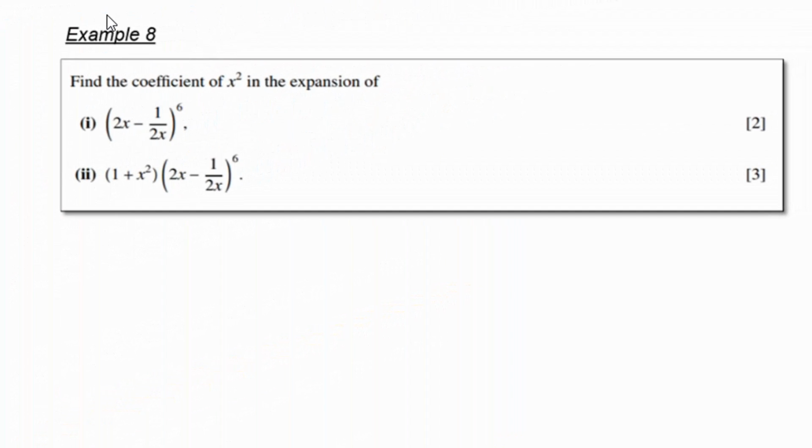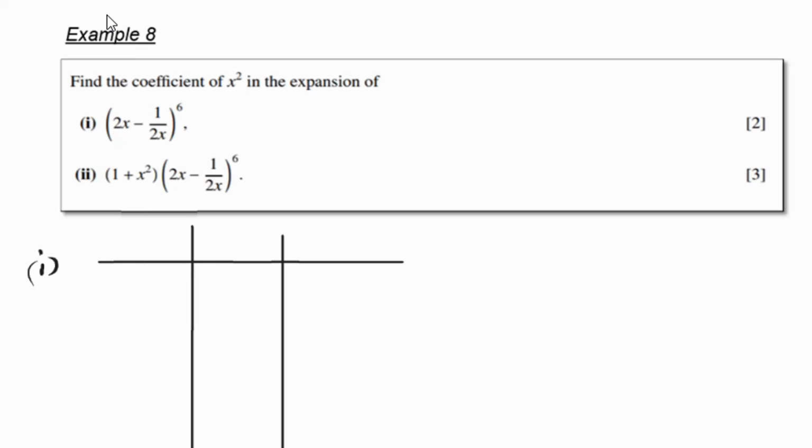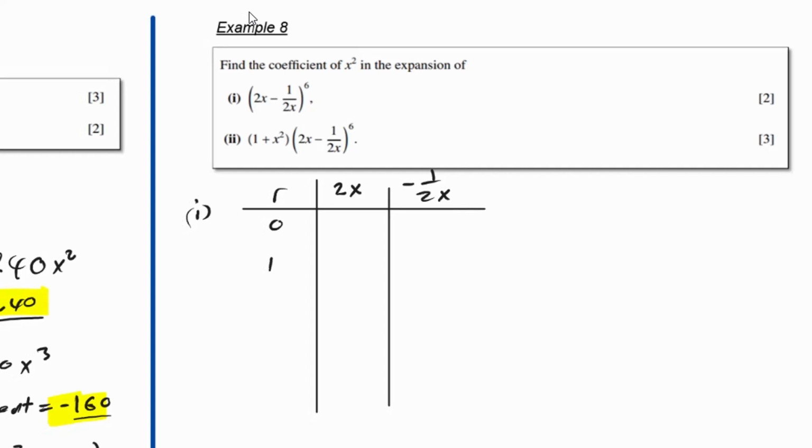Let's have another example. We're looking now at example 8, and it says we should find the coefficient of x squared in the expansion of, in part 1, 2x minus 1 over 2x raised to the power of 6. So we do the table again. This is r, 2x, negative 1 over 2x, with r being 0, 1, 2, 3, 4, going down. 2x starts with the power 6, so 6, 5, 4, 3, 2, and then 0, 1, 2, 3, 4, and so on.